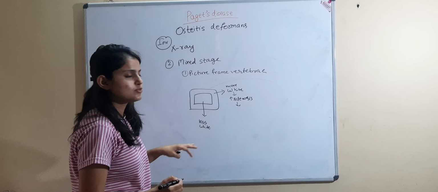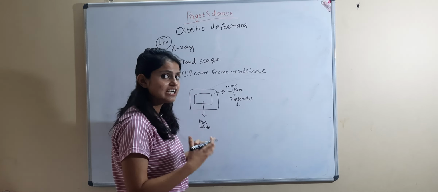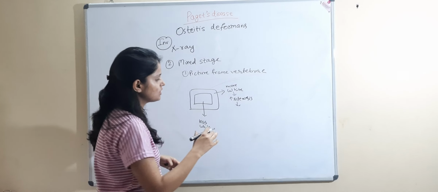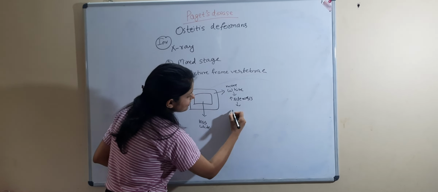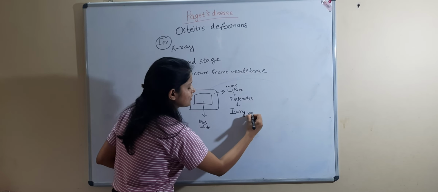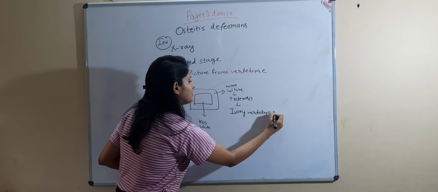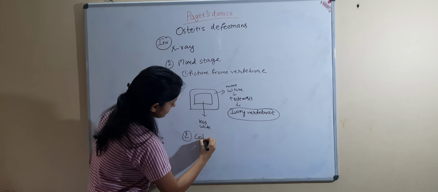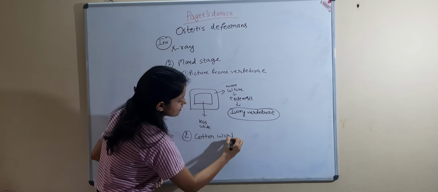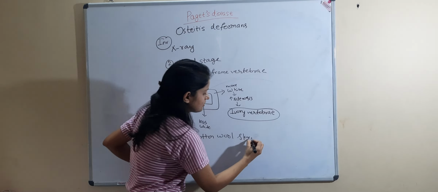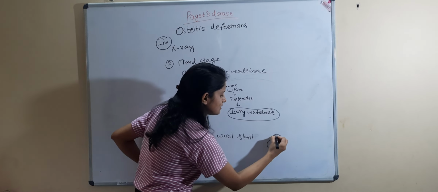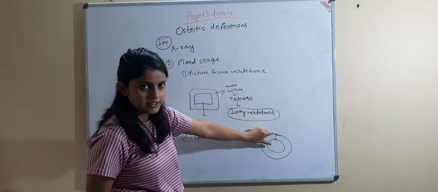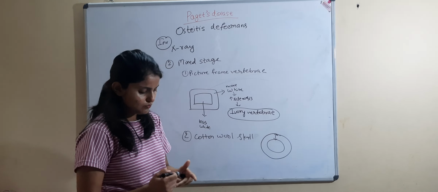Eventually, all of the vertebra becomes white, because in late stage osteoclastic activity will be decreased and osteoblastic activity continues to work. So all vertebra become white, which is called ivory vertebra. Cotton wool skull. Suppose this is a skull and the bone will increase like this. This is due to increase in osteoblastic activity. The thickness of the bone will increase, which is called cotton wool skull.